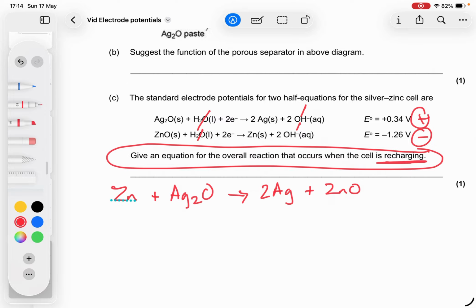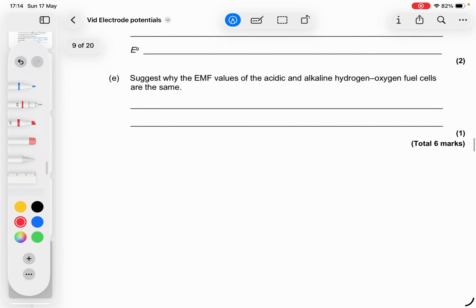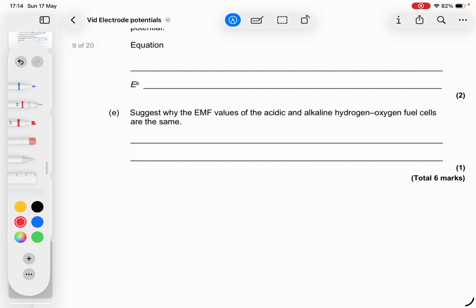That's the reaction when the cell is being used. The question says when it's recharging. When it's recharging, you are reversing the reaction. It's very easy to lose sight of that and very easy to make that mistake. And then the rest, hopefully, we have covered before. So that basically is the end of this topic on electrode potentials. It's not a hard topic, but the key thing to note here is that it's worth 15 to 20 marks.